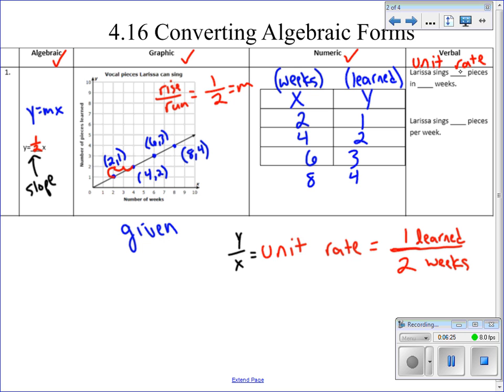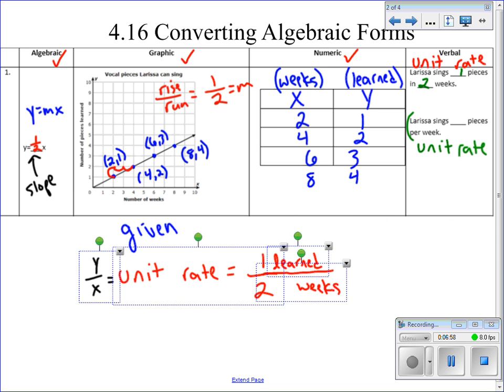Any of those work. I'm going to use the first one and just say that she has learned 1 piece in 2 weeks. And when we simplify that down, here is our unit rate right here. Larissa sings 1 piece per week. Or excuse me, 1 piece in 2 weeks. And we need to convert that to our unit rate. I'm sorry, I completely forgot about our unit rate here.